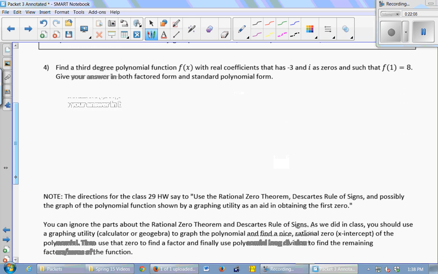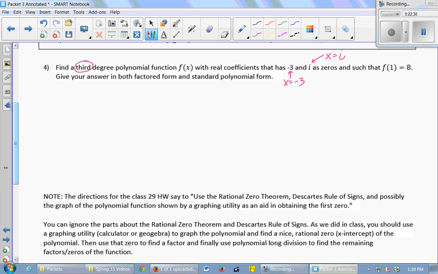Okay, finally, find a third degree polynomial. So it's going to be some x cubed polynomial. Real coefficients. It has -3. That's one of my zeros: x equals -3. x equals i is a second zero. But if it's a cubic polynomial, if it's third degree, it's going to have 3 zeros. I only gave you 2. What's the third one? -i, the conjugate.